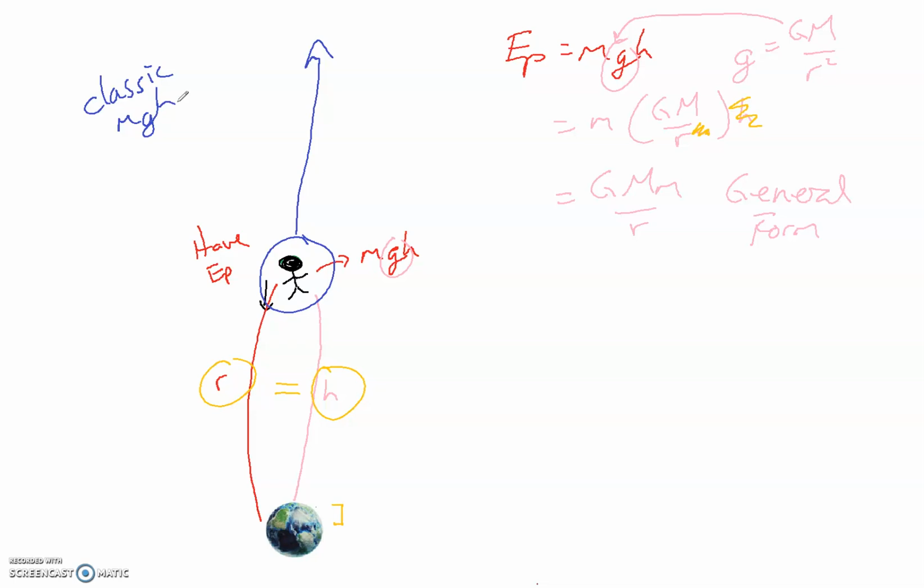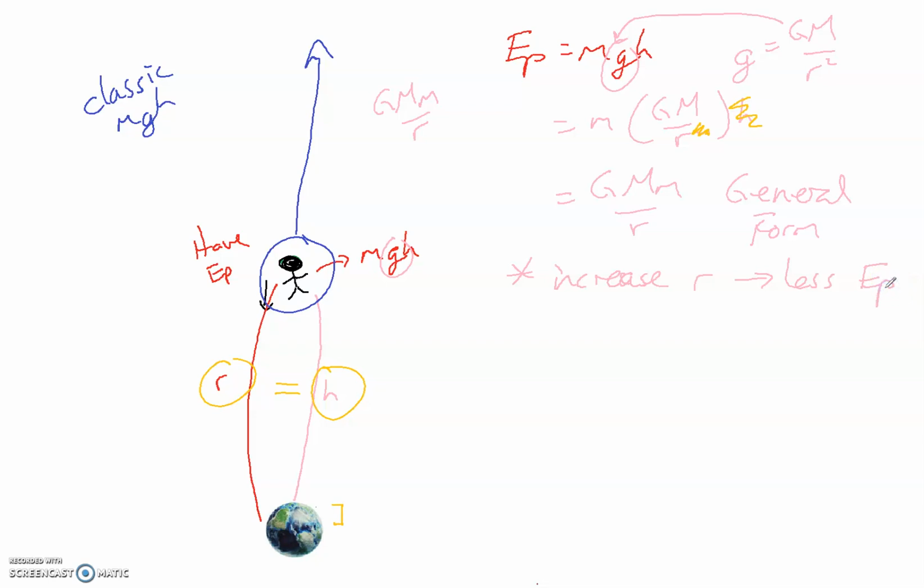Because if we go back to the newer thing we're working with, GMm over r, as the radius gets larger and larger, as this value down here becomes larger, the potential energy actually becomes smaller. So as you go farther away, your potential energy actually goes down. So that's one of the differences. If you increase the radius, you actually have less potential energy.